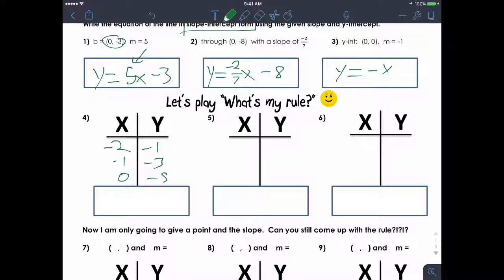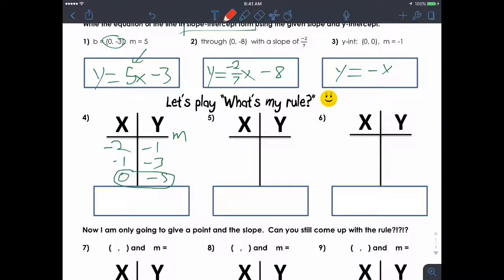Now, when you play What's My Rule, you need to find out two things. You need to find out what the rate of change is, which is essentially our slope. So we need to find out what that is. And then we need to know what the y-intercept is. And since we know that the y-intercept has an input of 0, meaning that x is 0, we already know that the y-intercept is (0, -5). Okay, so now let's go ahead and find the rate, which is the slope.